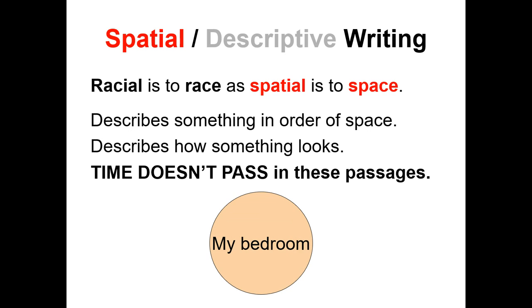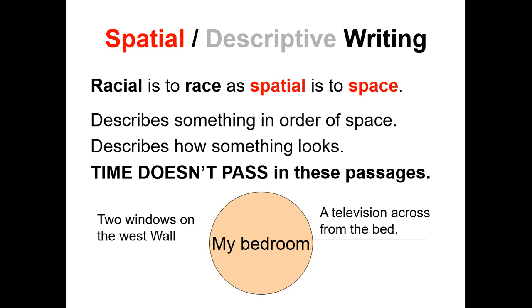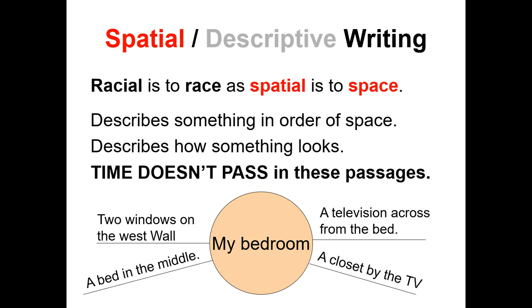For example, my bedroom. There are 2 windows on the west wall. This is a fact. There's also a television across from the bed. I am describing what I see. There's a bed in the middle of the room, and there's also a closet next to the TV.